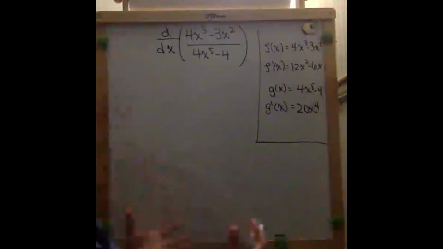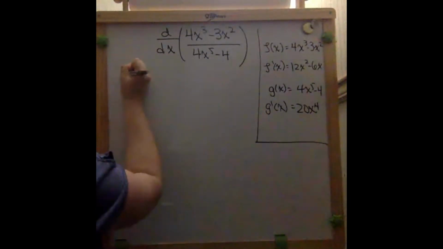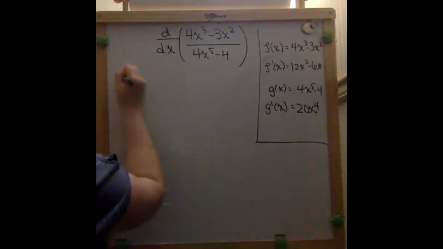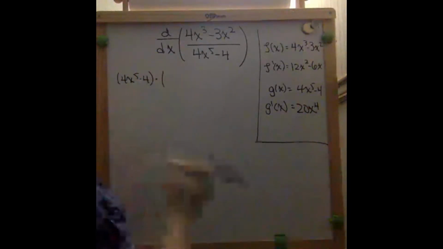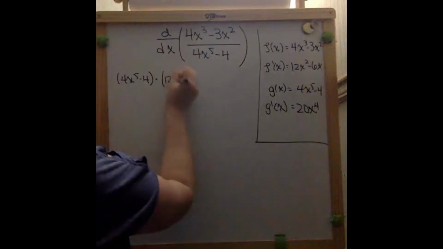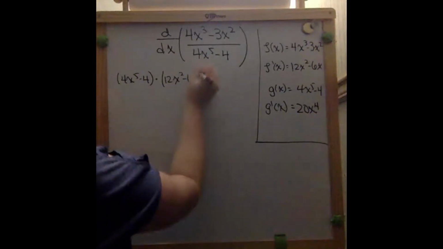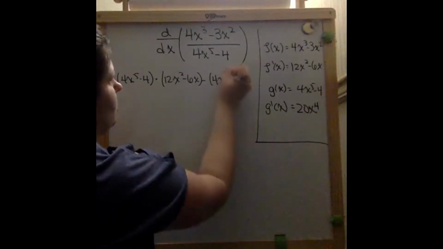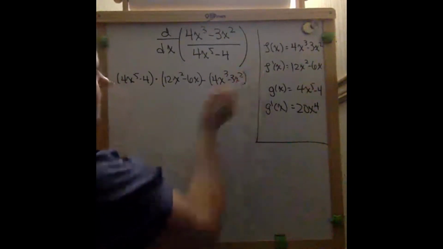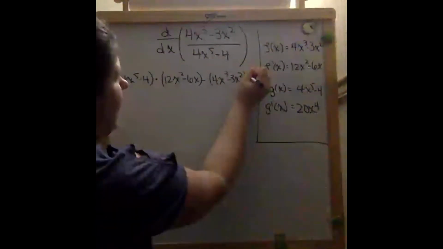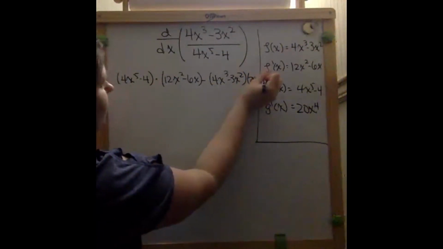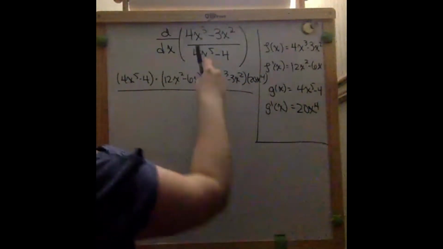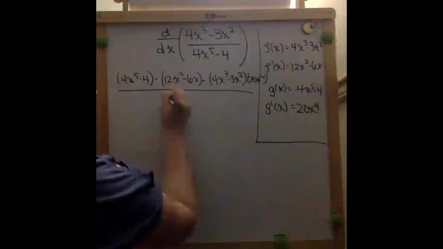Okay, once again, going through the quotient rule. The bottom, 4x to the 5th minus 4, times the derivative of the top, 12x squared minus 6x, minus the top, 4x cubed minus 3x squared, times the derivative of the bottom, 20x to the 4th, divided by the bottom squared.